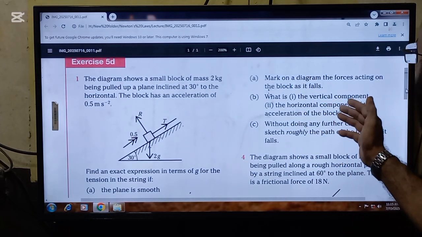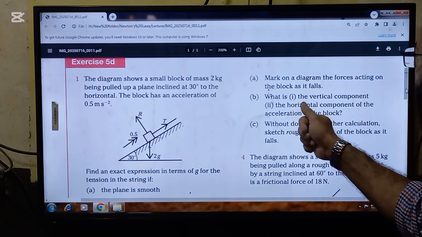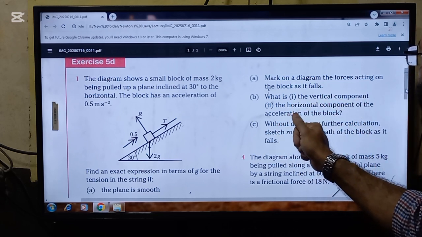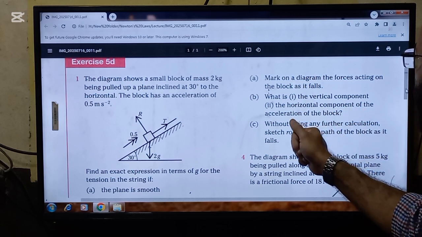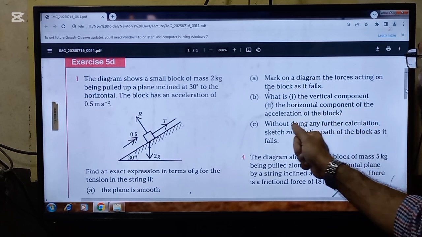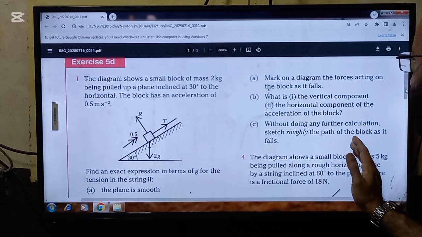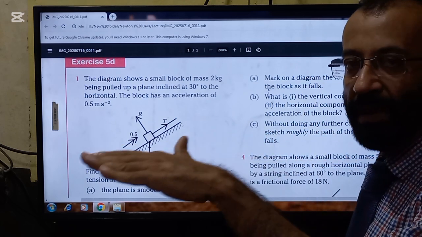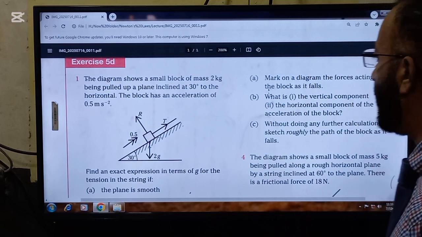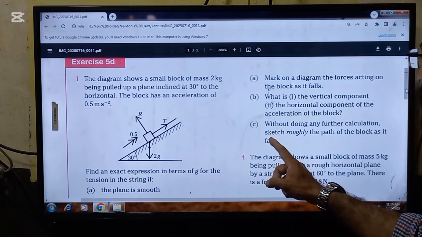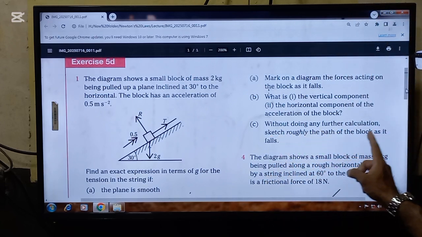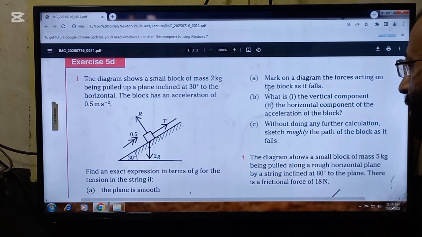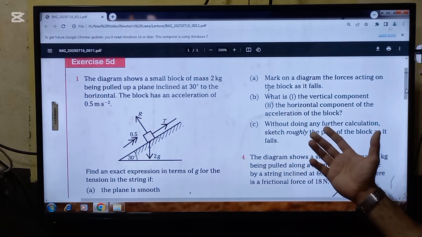Mark on the diagram the forces acting on the block as it falls. Second part is what is the vertical component and the horizontal component of the acceleration of the block. So remember, the balloon is moving with a constant velocity, that is 2 meters per second. C part, without doing any further calculations, sketch roughly the path of the block as it falls. So these are very easy parts.